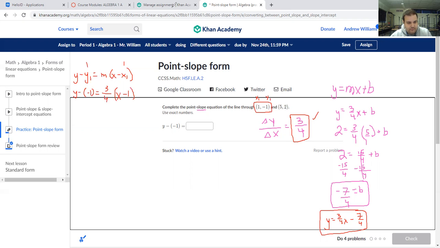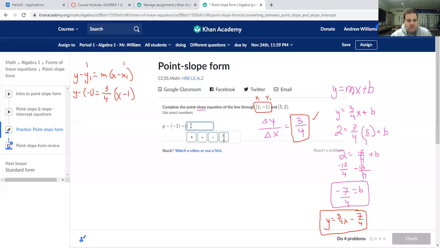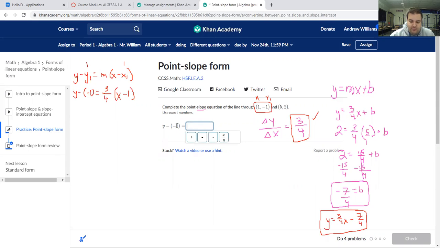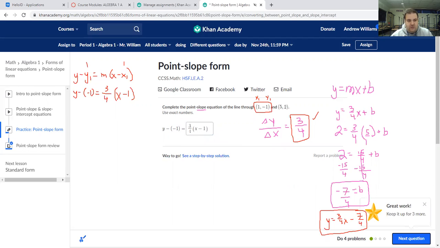You know, what's nice is Khan Academy, they just want you to create the equation. There's not a whole lot you need to do with it. And they tell you which point to use based upon what numbers are in this location on the y side. So in this case, we have 3/4 times x minus 1. All right. And that will be our equation here in point slope form.